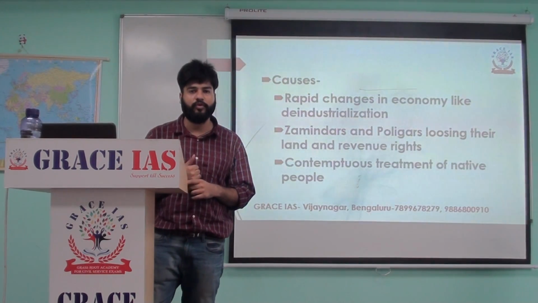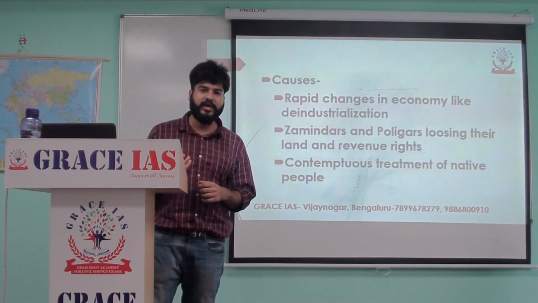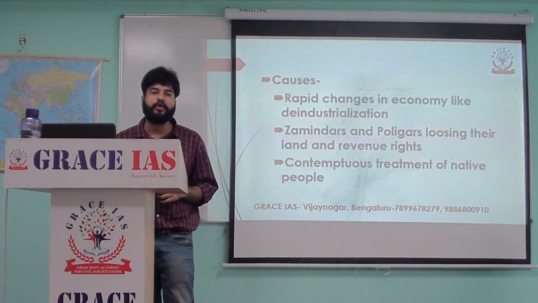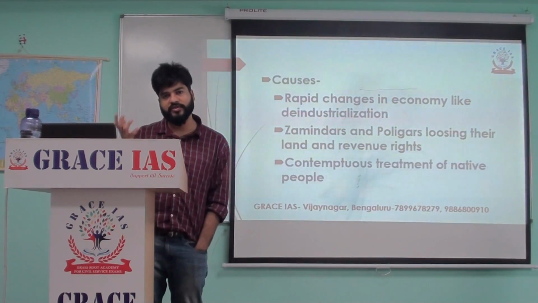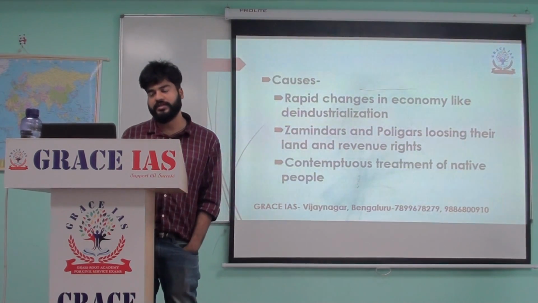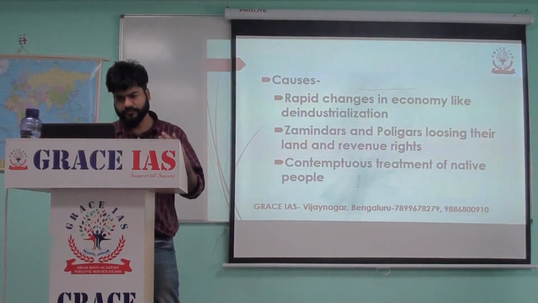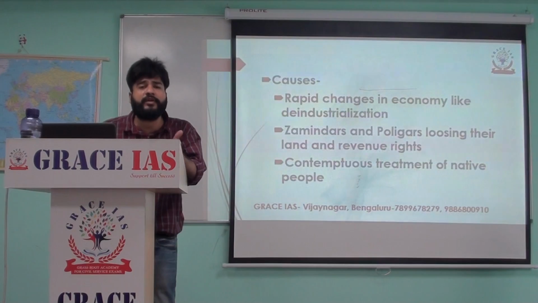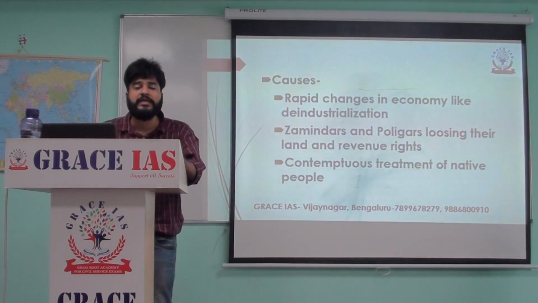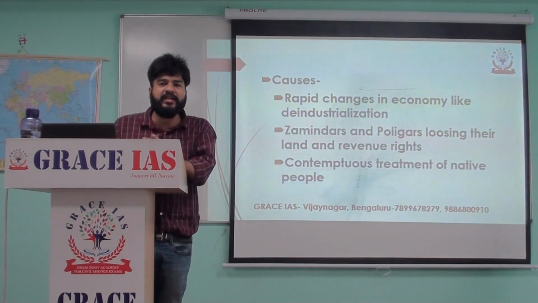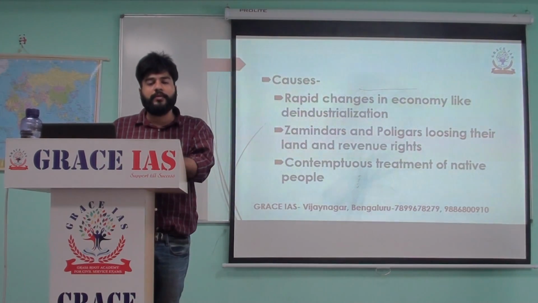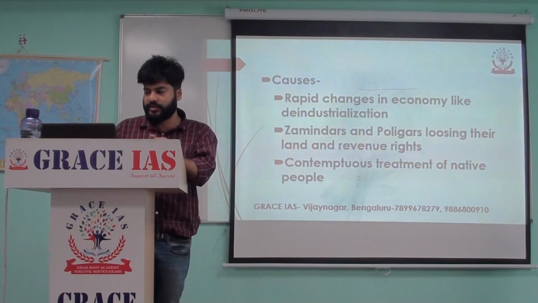For example, the Polygar revolt happened because polygars held feudal titles which were given in South India. They lost their land and revenue rights because of the British capture of the Indian subcontinent. Then there was this contemptuous treatment. Contemptuous means hateful treatment of the native people. So basically the British rule was highly racist and highly discriminatory. This also angered the people, and this also made them revolt against the British rule.